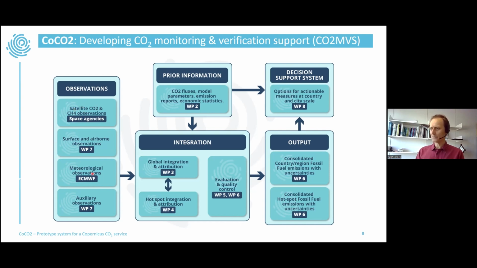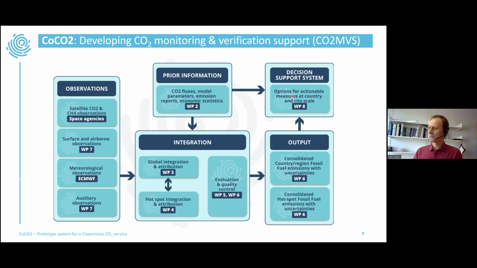Observations of different types all sit over here. Integration is essentially modeling, and the modeling can happen at different levels. It could be large scale all the way down to looking at plumes coming from power plants and so on. So city level would also fit inside this box. You need some prior estimates of the emissions in these systems, and you get a new estimate coming out here.